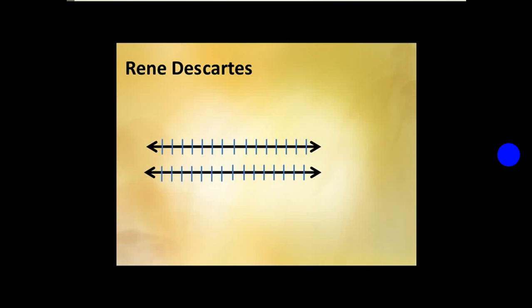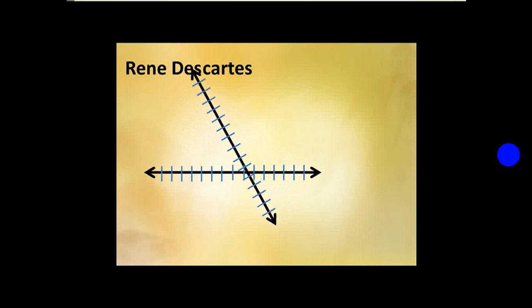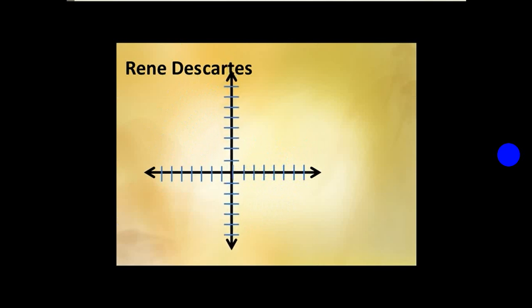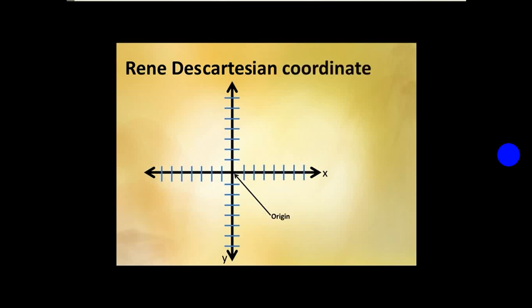So he took two number lines and flipped one of them and made them perpendicular. One formed the x-axis, one formed the y-axis, and where they met was called the origin. That was 0, 0. The Cartesian coordinate system, also known as a rectangular coordinate system, came from René Descartes' name. They took the cart off the back and said Cartesian, and it became the Cartesian coordinate system.